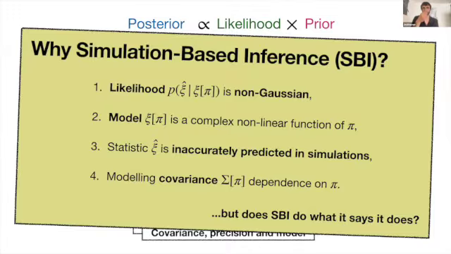Your model for your statistic as a function of the parameters you're trying to measure may be a complex nonlinear function of the parameters themselves. And maybe the statistic is inaccurately predicted in simulations. And also this covariance matrix may actually depend on cosmology itself, which is a very expensive problem computationally. So today, basically, I want to talk a little bit about this paper we've done and about SBI in general. And generally, I want to just answer the question: does SBI do what it says it does, given these very large problems we face as cosmologists in our analyses?